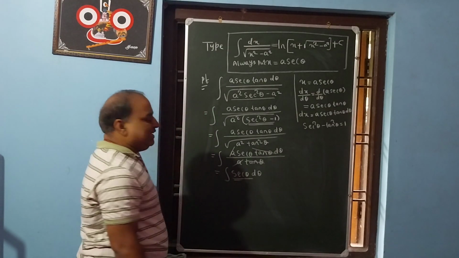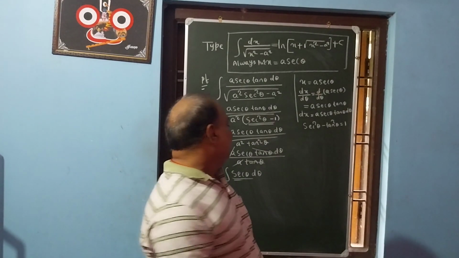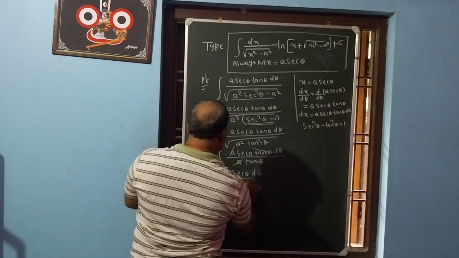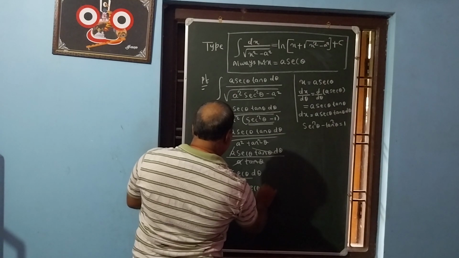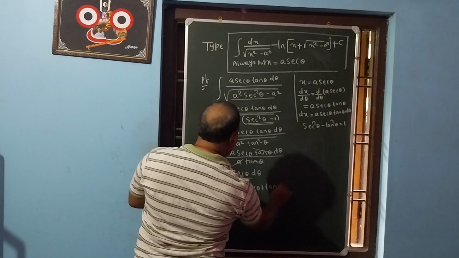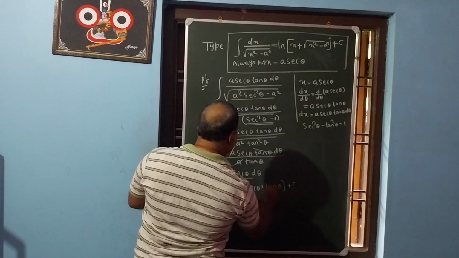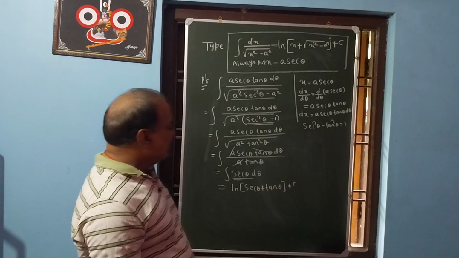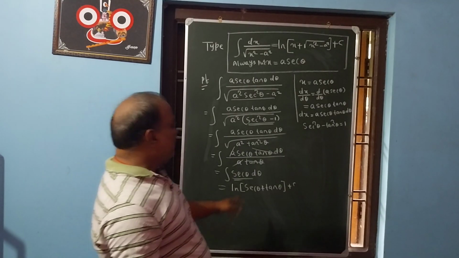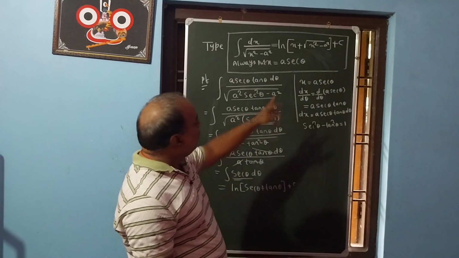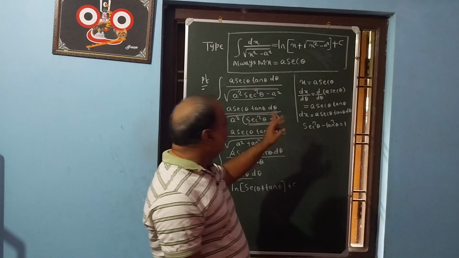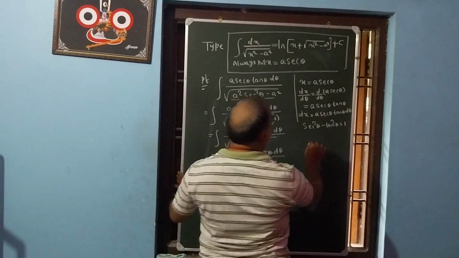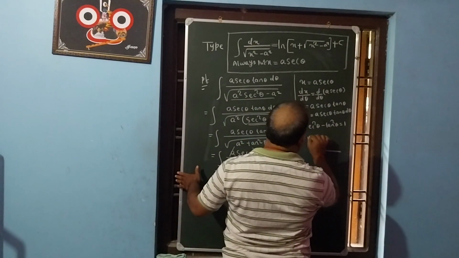We know that integration of sec theta d theta, the result is ln of sec theta plus tan theta, plus c. Remember, integration of sec theta d theta is ln of sec theta plus tan theta. Our aim is to convert sec theta and tan theta into the form of x. In order to get those values, we have to take the help of a right angle triangle.